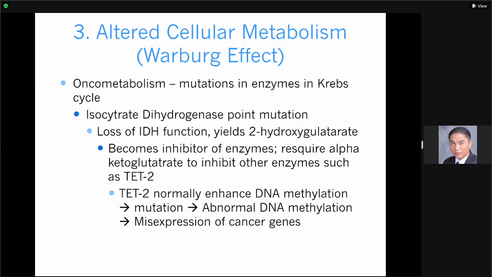Onco-metabolism. So bago mga discoveries lang ito, nakita nila na merong mutation in enzymes in Krebs cycle, particularly yung isocitrate dehydrogenase point mutation, IDH point mutation. So here, there will be loss of IDH function.